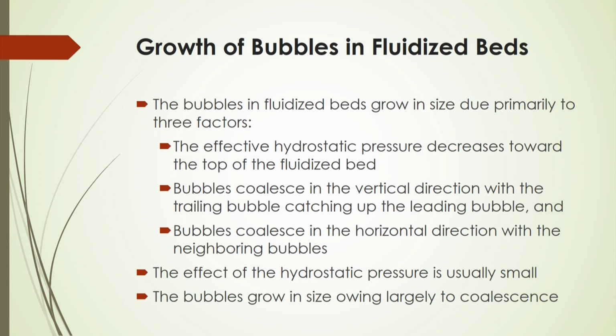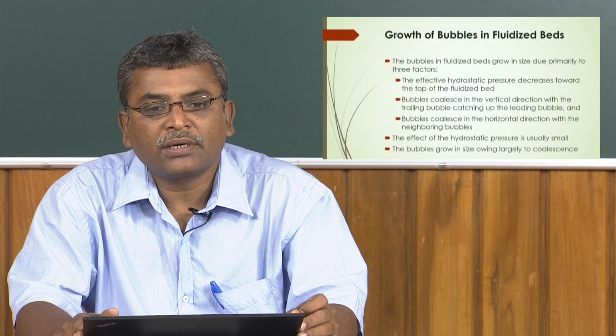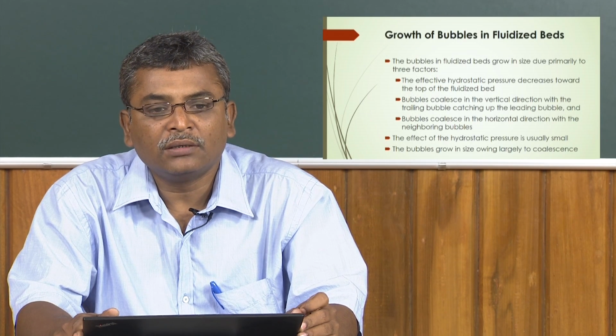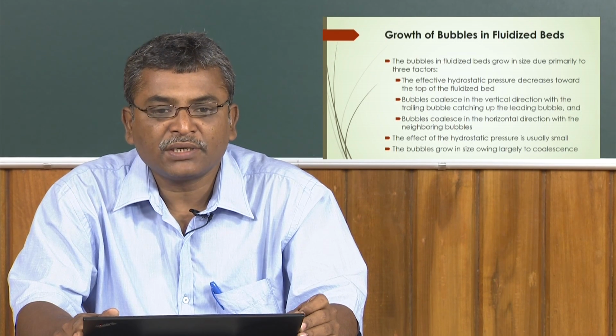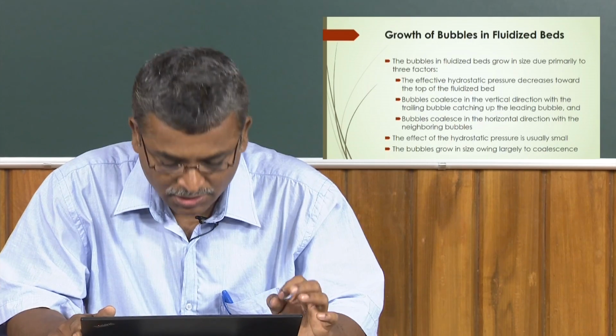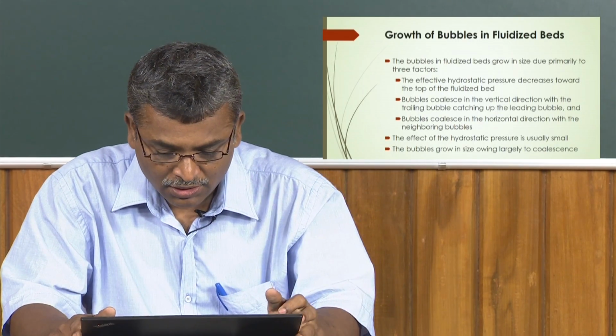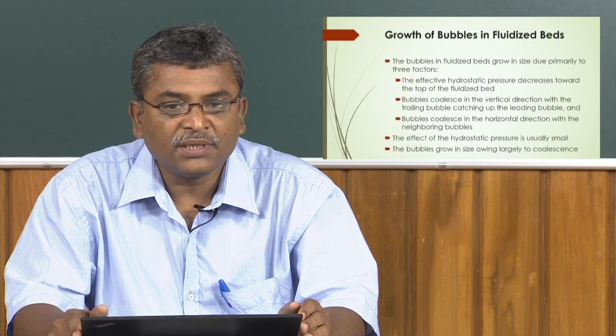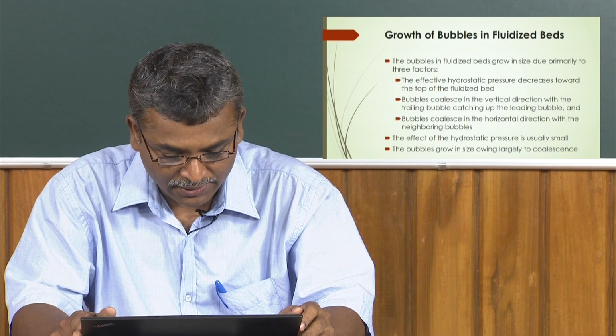First is the effective hydrostatic pressure, which may affect the growth of the bubble from the distributor in the fluidized bed. In that case, the effective hydrostatic pressure decreases the bubble size toward the top of the fluidized bed. The second is bubble coalescence in the vertical direction, with the trailing bubble catching up with the leading bubble. Because of the distance to arrive at the leading bubble, there will be catching up of that bubble, and then coalescence of these 2 bubbles will happen.